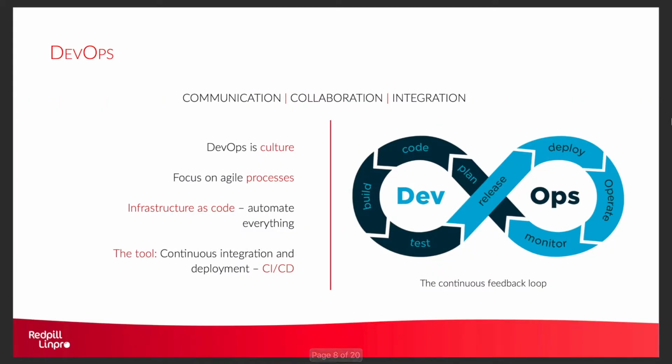The answer to this was DevOps. I'm not going to talk so much about DevOps and the culture and agile and all of that, because that could take me the whole week. What we are focusing on is the technical grounds for it. What is the enabler for doing DevOps? And the enabler here is continuous integration and continuous deployment, CI/CD.